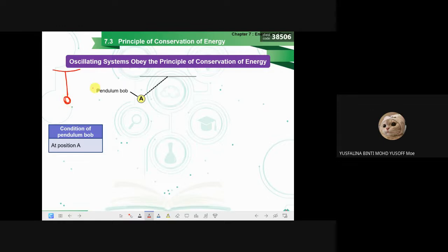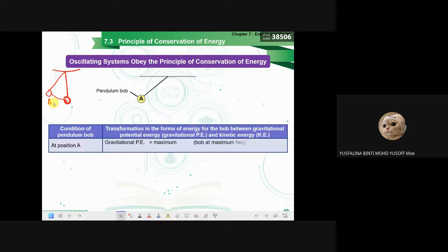And then after that, you displace the pendulum bob. So now the position is at A. The condition of the pendulum bob at position A is that the gravitational potential energy is maximum because you lift it up. The original position is here, but you lift up the pendulum bob. Now the position is much higher compared to the first one.